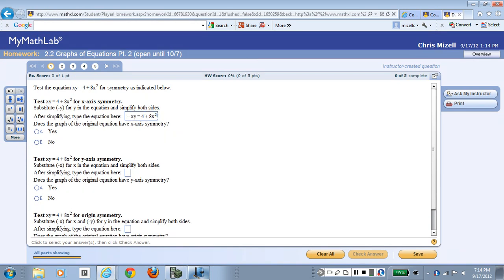And I'll go ahead and say no, because not only is it not identical to the original, multiply both sides by negative 1, and that won't make it identical to the original. So we say no and we move on.